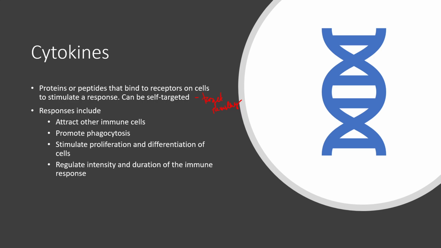So once an immune cell detects the presence of a specific cytokine, a response can include either attraction of other immune cells, promoting phagocytosis or eating the pathogen, stimulation of proliferation and differentiation of our immune cells, and it can also regulate the intensity and duration of the immune response.